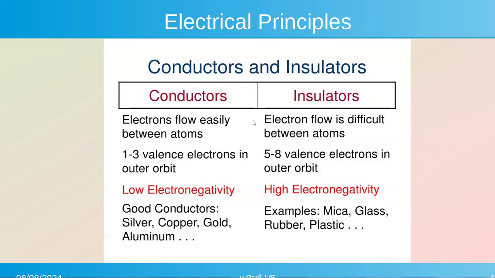This just shows the comparison between conductors and insulators. And they threw this thing in, and I had to go find out what that really meant. It's low electronegativity and high electronegativity. Basically, it's how tightly bound the electrons are to the atom. So the higher the electronegativity, and the name is very confusing, the harder it is to free that electron.